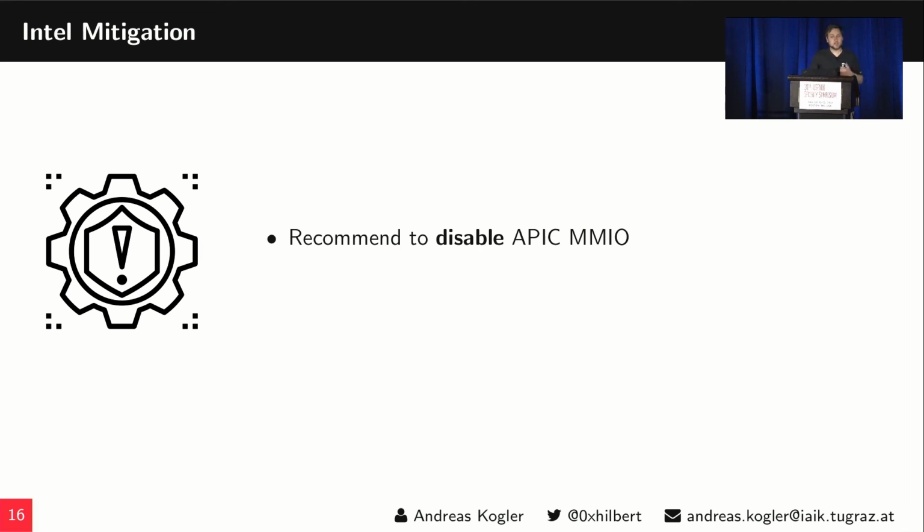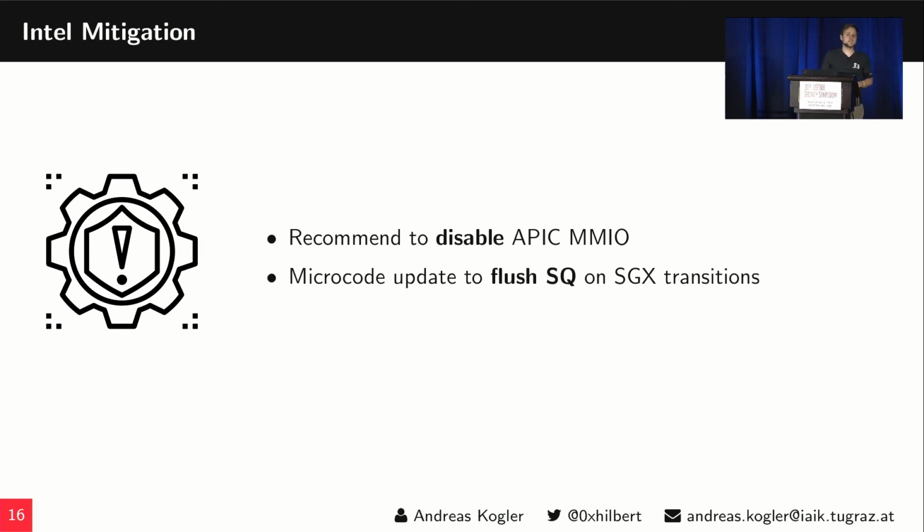However, for the SGX case, you can't just say disable it because you're the operating system. That doesn't make sense. So Intel released a microcode update that actually flushes the superqueue on enclave transitions. However, like always, the general suggestion is to also disable hyperthreading, because these superqueue flushes bring you nothing if you have hyperthreading enabled and can just read in the middle when the data is still in flight.